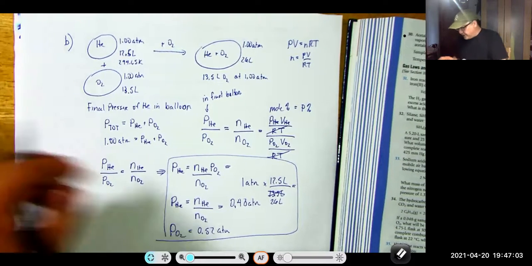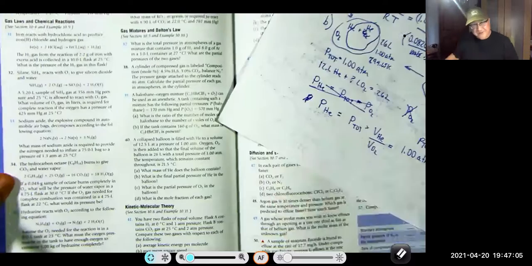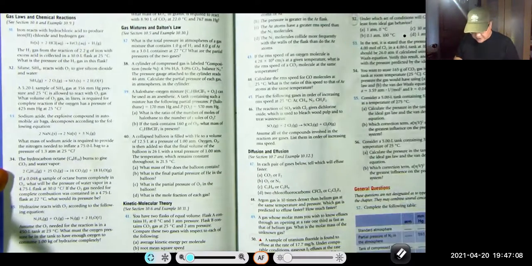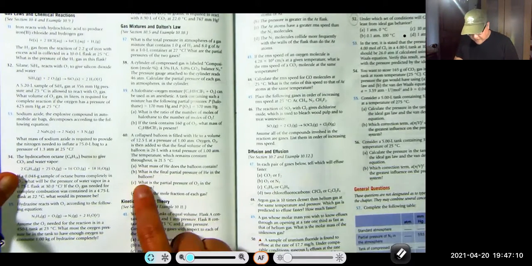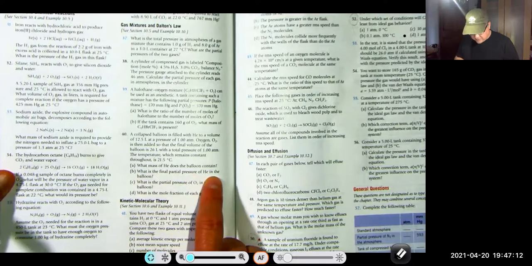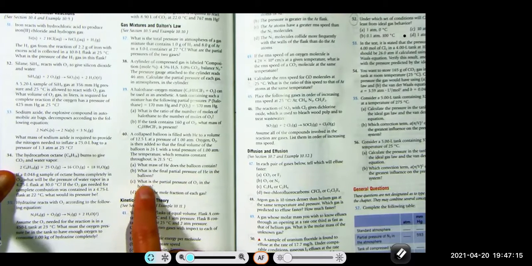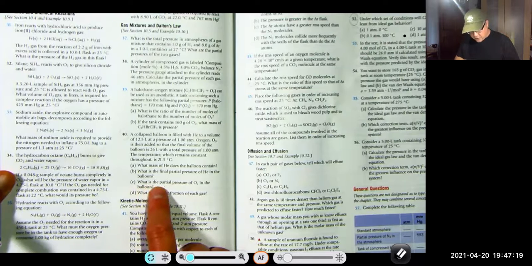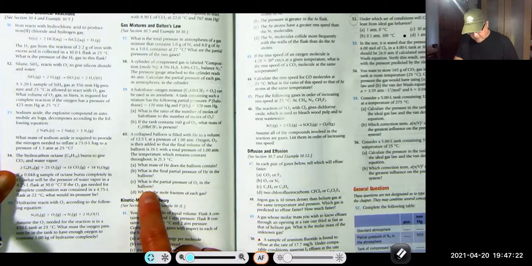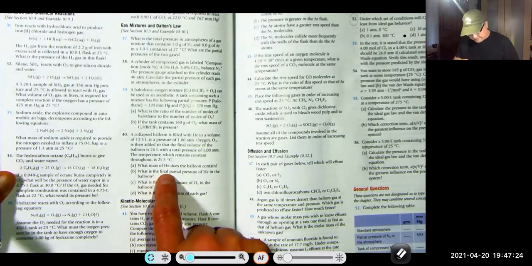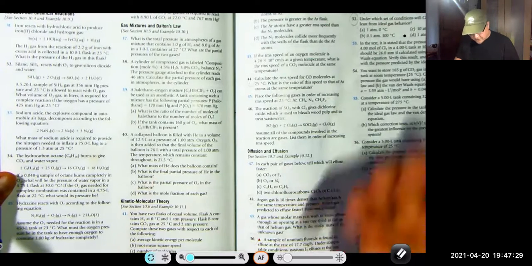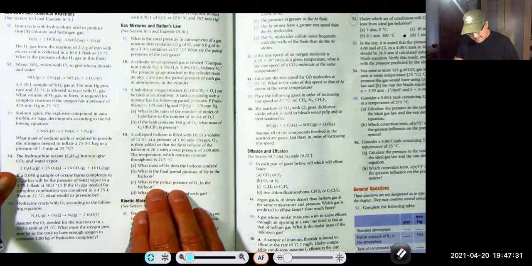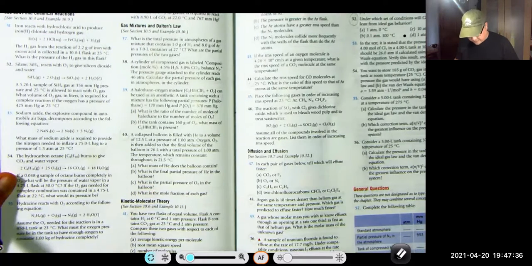Pressure of He in the balloon. It's kind of interesting though, the way they're asking these questions. Do you see this? What is the final partial pressure of helium in the balloon? What is the partial pressure of O2 in the balloon? Oh, I know why they're asking final. It's because the helium starts at 1 atmosphere pressure, and then at the end, it can't be 1 atmosphere of pressure because the total pressure is 1 atmosphere, and the oxygen supplies some pressure.